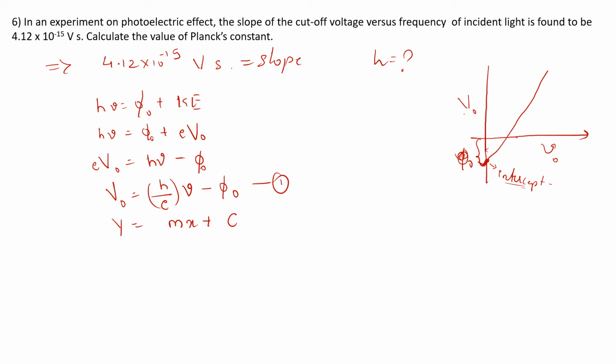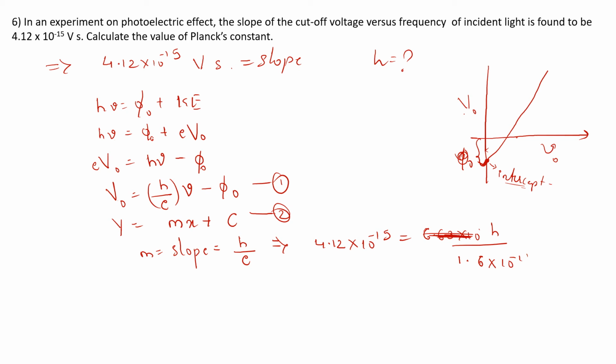So now we have to find out what? Slope. From equation 1 and 2, I can write that m is nothing but the slope. So the slope is given by h by e. From these two equations, can we write it as h by e? Here m is given as 4.12 into 10 raised to minus 15. They have asked us to find out h only. H divided by e, that is 1.6 into 10 raised to minus 19.